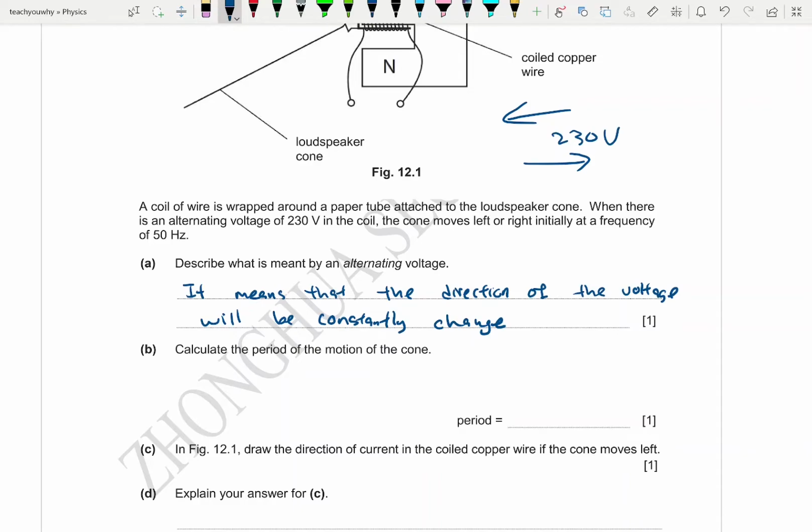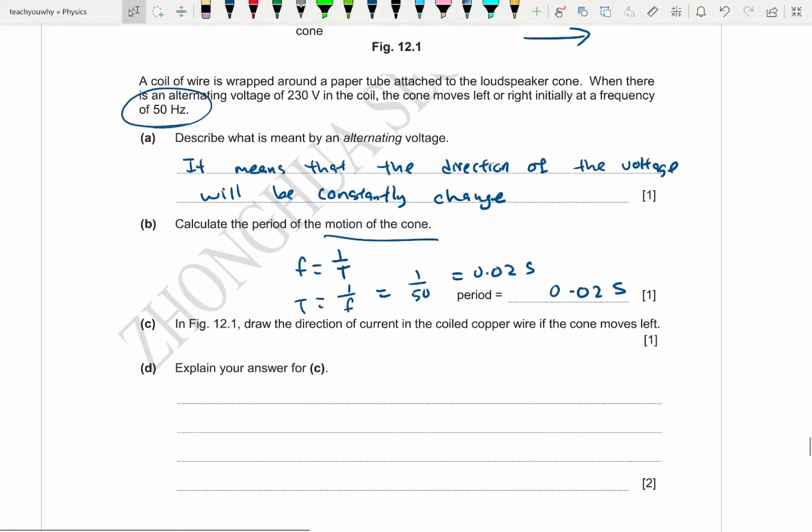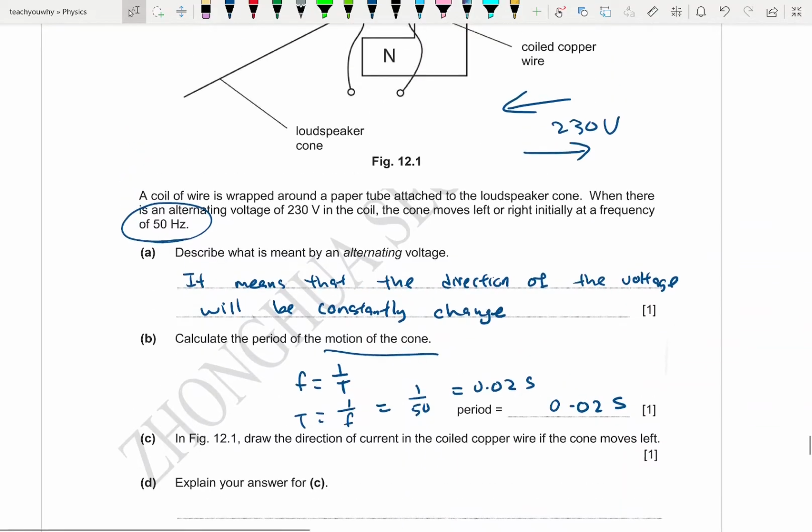Calculate the period of the motion of the cone. So you have a frequency here, so frequency equals 1 over T. So the period T equals 1 over f equals 1 over 50 equals 0.02 seconds. Okay, draw the direction of the current in the coil if the cone were to move left.